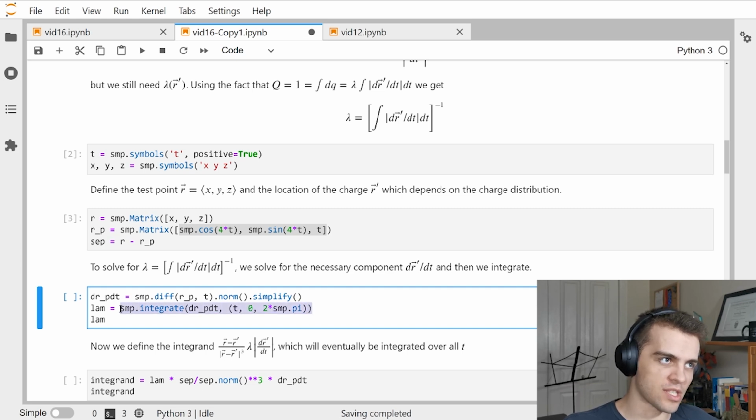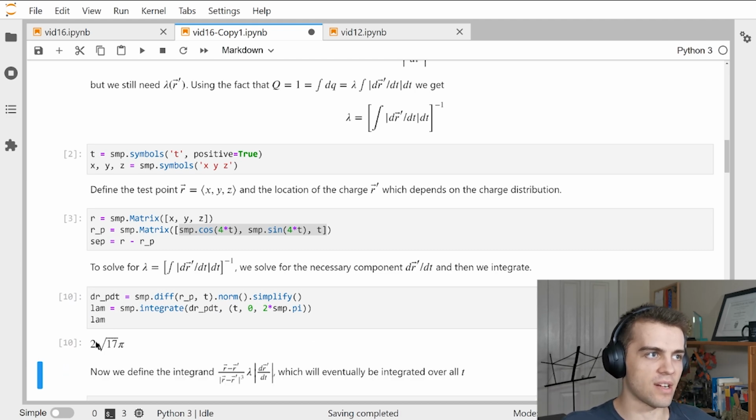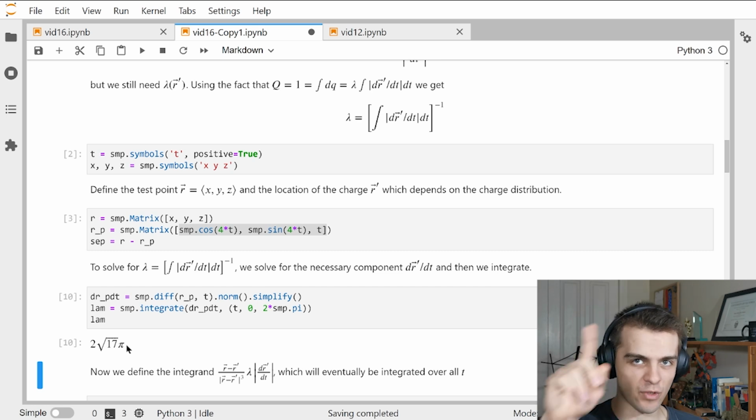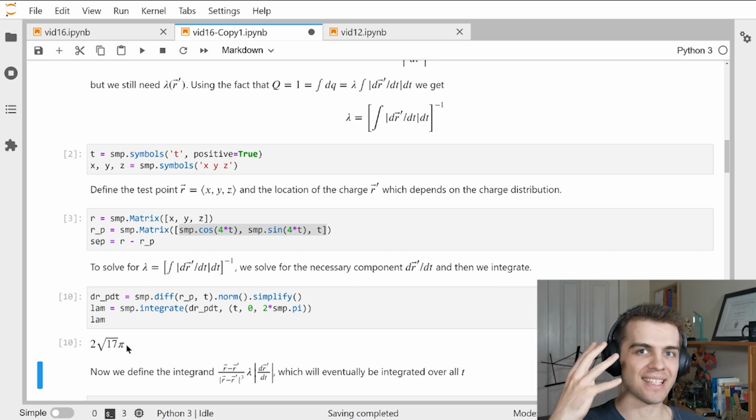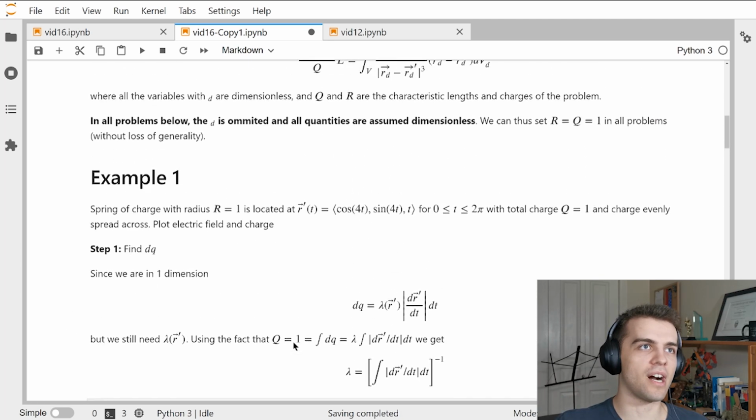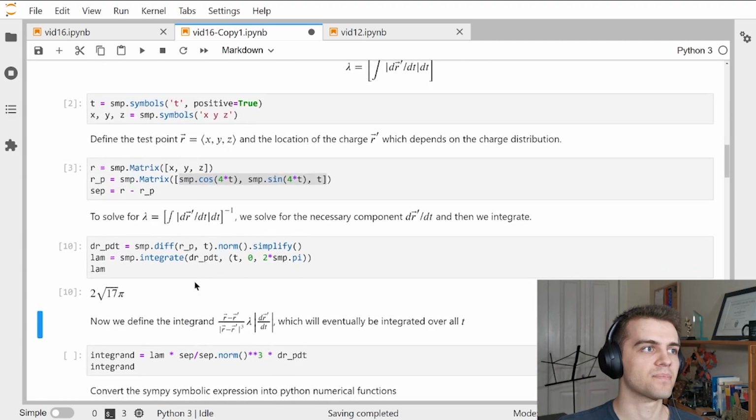Note the notation here for simp.integrate. And I print lambda, of course, here, and it's 2 root 17 pi. So that's what my charge density lambda is. If q is equal to 1, then lambda, even though it's constant, is equal to 2 root 17 pi, some complicated sort of irrational number here. And that's worth noting: although your characteristic length and charges are pretty simple, it has ramifications for things like the charge density.